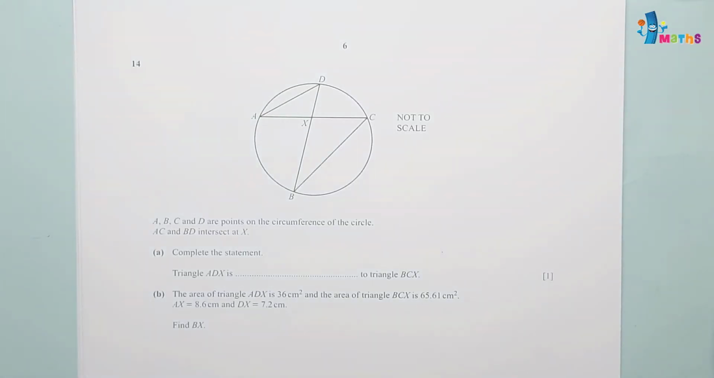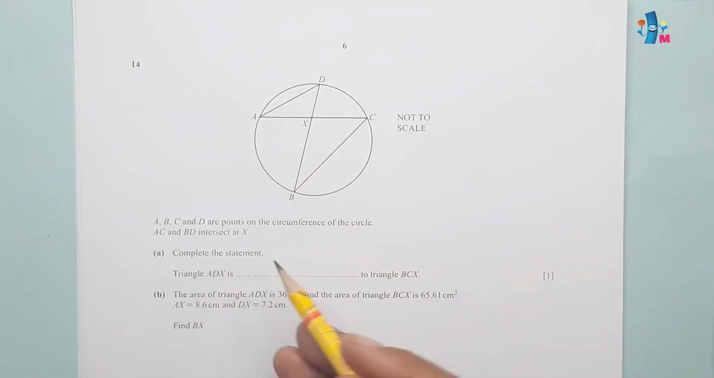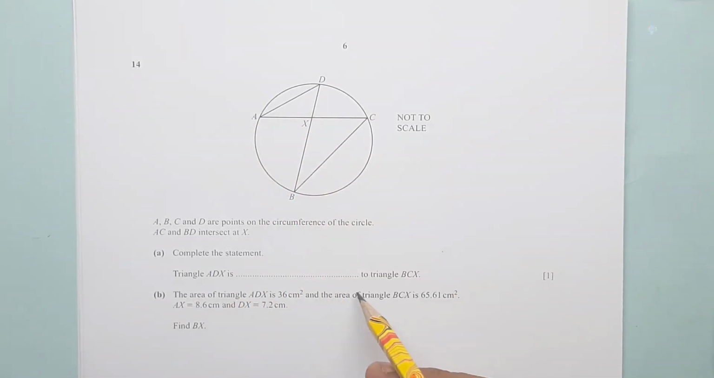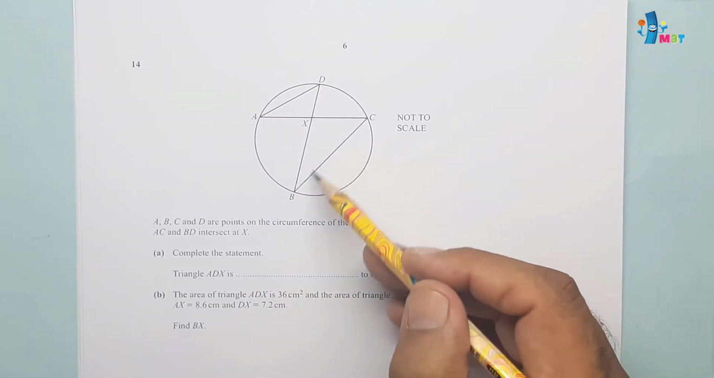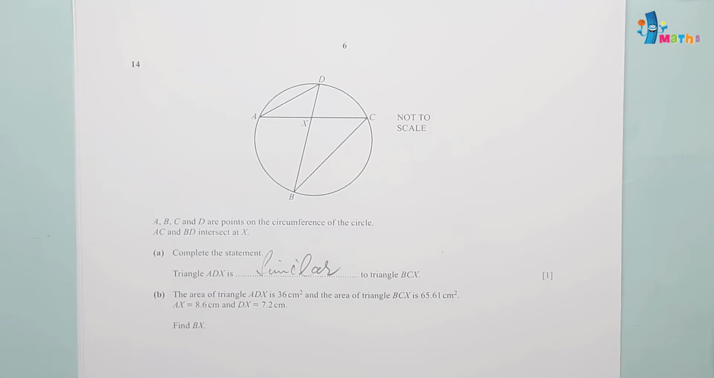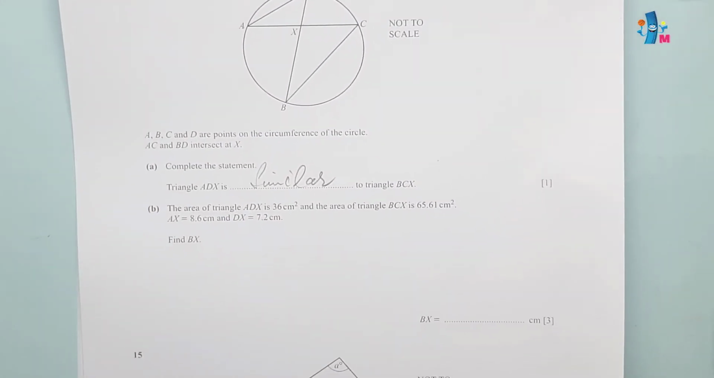Question number 14. This is a circle theorem question. A, B, C, D are points on the circumference of the circle. AC and BD intersect at X. Complete the statement: the triangle ADX is similar to triangle BCX. So write similar. Part B, the area of triangle ADX is 36 centimeter square and the area of triangle BCX is 65.61 centimeter square. Find BX.